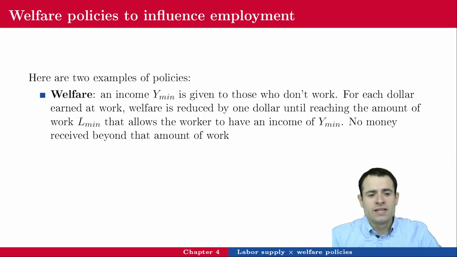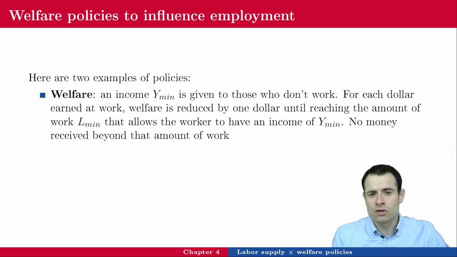So imagine that the amount of welfare Y min is equal to $1,000. If you don't work, you receive $1,000. If you decide to work, let's say per month, 1 hour, paid at $10 an hour, you work 1 hour over the whole month. Then the government is going to give you $1,000, but since you also made $10 from work, the government is going to take back $10. At the end of the day, you will end up with $1,000 again. So whether you work or not, your income will stay at $1,000 until you work enough to make more than this amount.